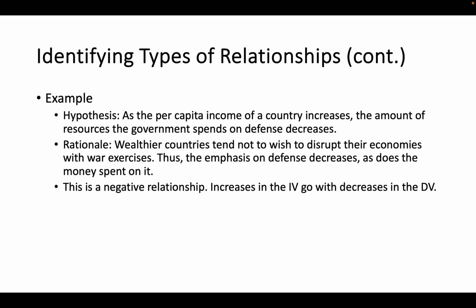Okay, now we can think of this in a slightly different way. As the per capita income of a country increases, the amount of resources the government spends on defense decreases. This is an example of a negative hypothesis. Now, the rationale here would be that wealthier countries tend not to wish to disrupt their economies with war exercises. Thus, the emphasis on defense decreases, as does the money spent on it. Thus, the negative relationship: as the IV increases, the DV decreases. As the DV increases, the independent variable will be decreasing.